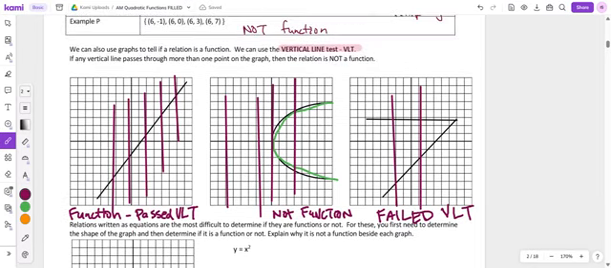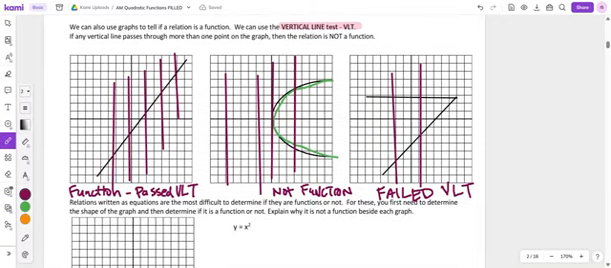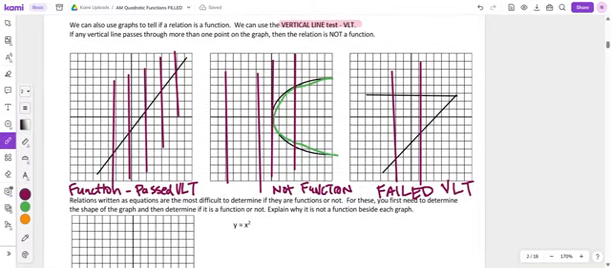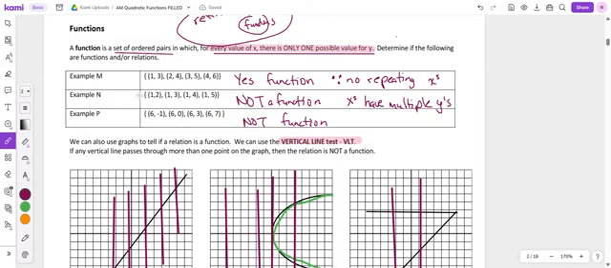So when we're checking if something is a function or not a function, if you have a graph, you get to do the VLT. If you don't have a graph, if you have a list, you're going to need to check if the x points repeat. Okay?